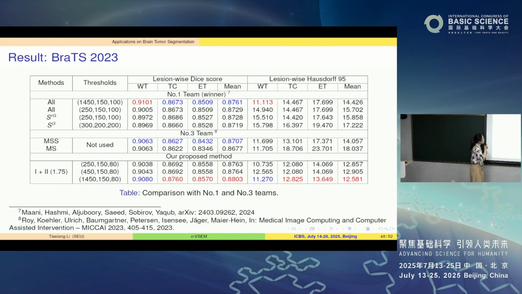Actually, in 2023, for the three different regions, this is our result. For the TC and the ET, our result is number one, and for the WT we are not number one. The first is the NVIDIA company. You know, NVIDIA has a lot of GPU power, but we just have two GPU cards.